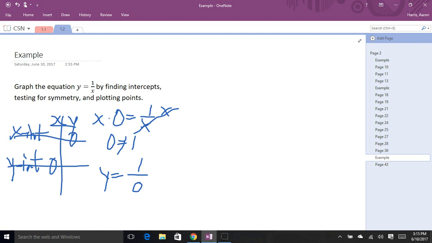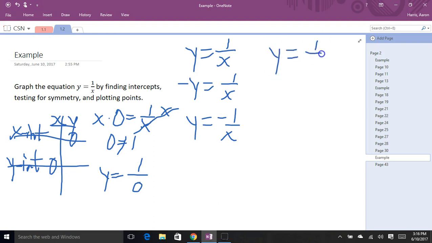Is it symmetric with respect to the x-axis? I'm going to let y be negative y. So here's my original. I let y be negative y, and take that negative to the other side. Is that what I started with? No, it is not symmetric with respect to the x-axis. Is it symmetric with respect to the y-axis? This time we let x be negative x. Take that negative up top, and you test: is that the original 1 over x? No, it's not symmetric with respect to the y-axis either.